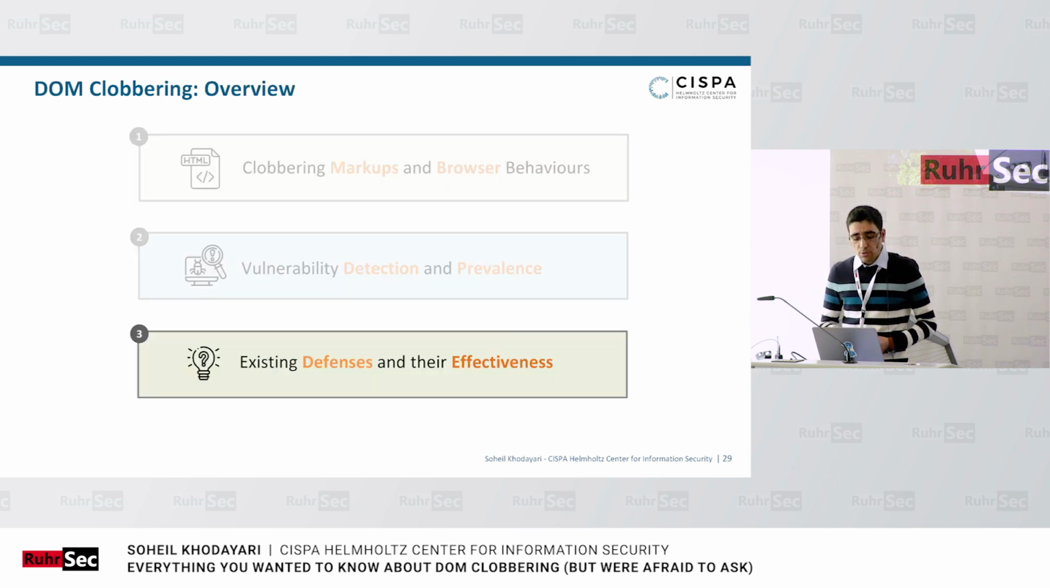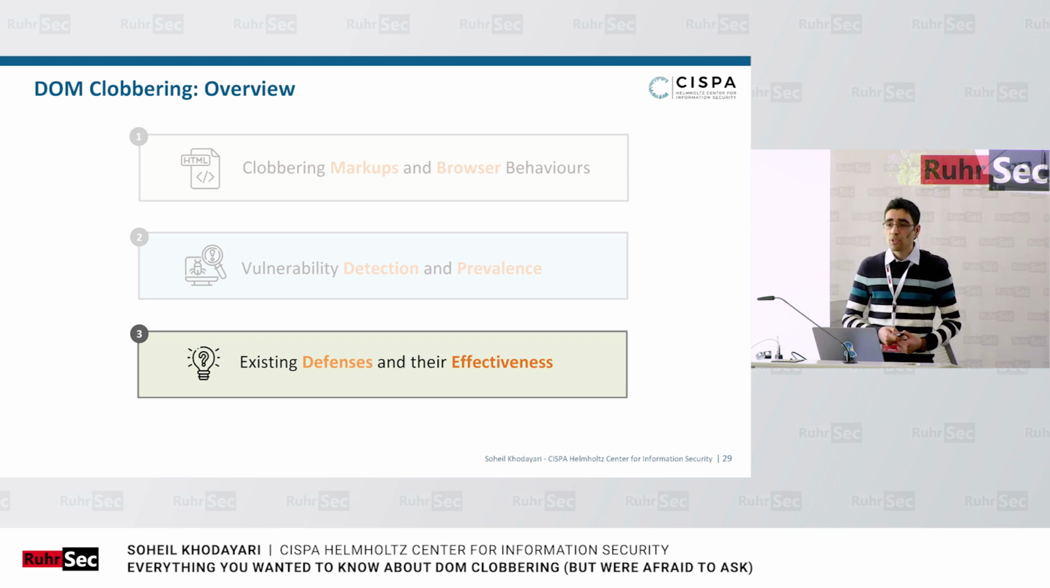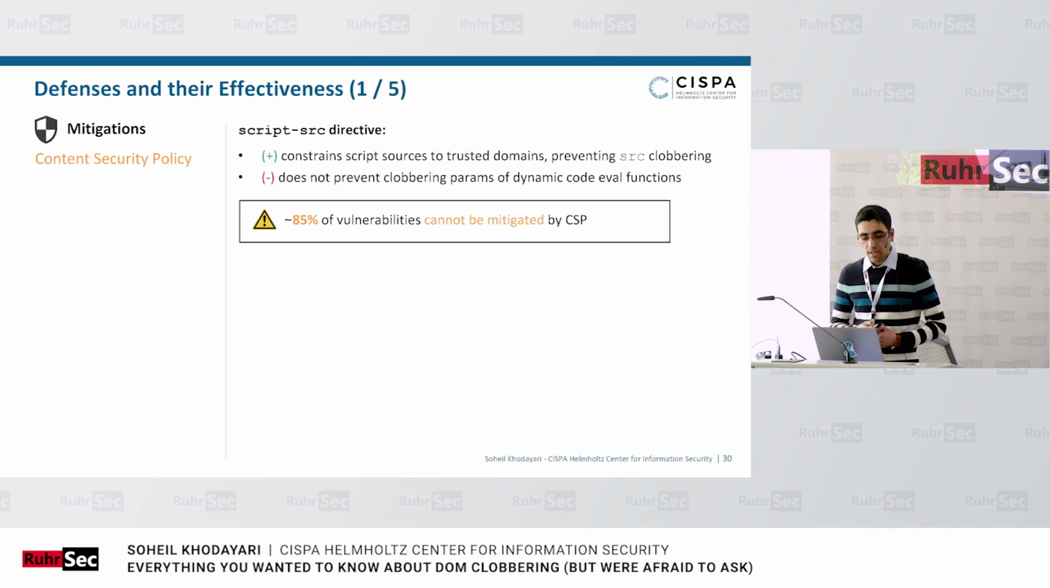And this brings us to existing defenses and their effectiveness. So now that I convinced you DOM clobbering is a prevalent issue, how do we defend against it, actually? So one obvious mitigation technique, as we also saw in the previous talk, is content security policy. Developers can use script-src to constrain script sources to a set of trusted domains, preventing the clobbering of the src attribute, for instance, in the GitHub or Gmail example.